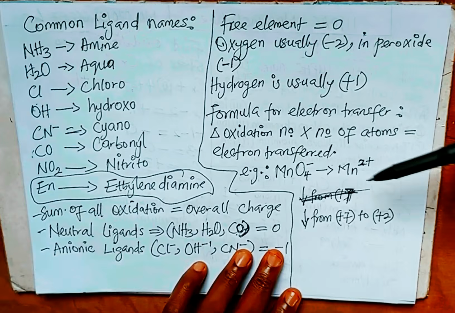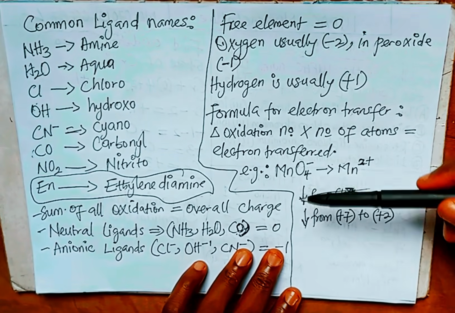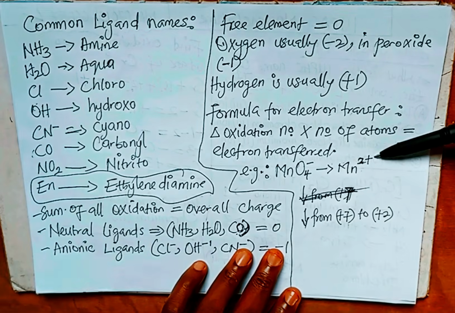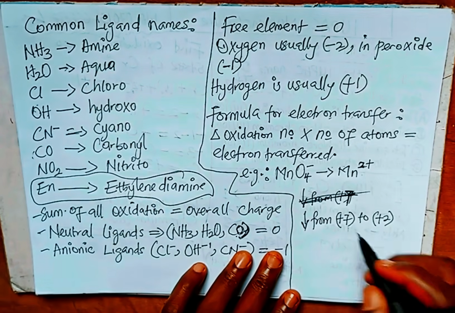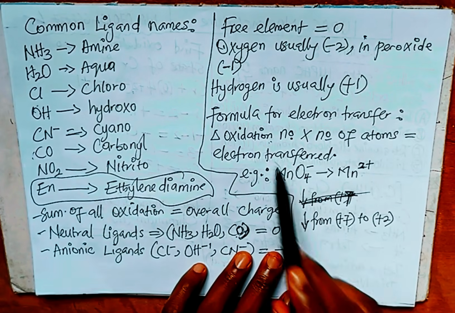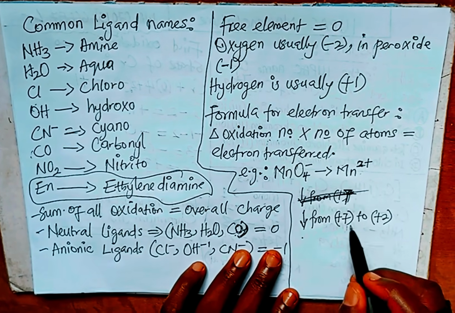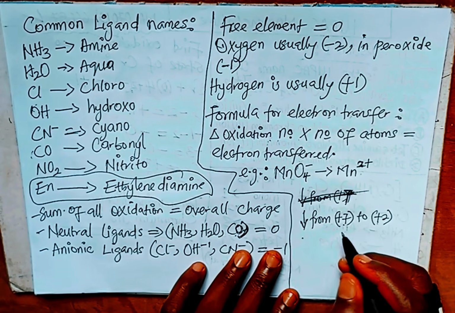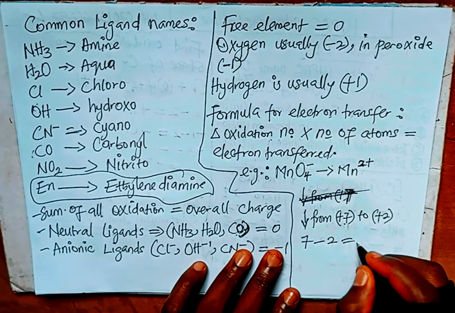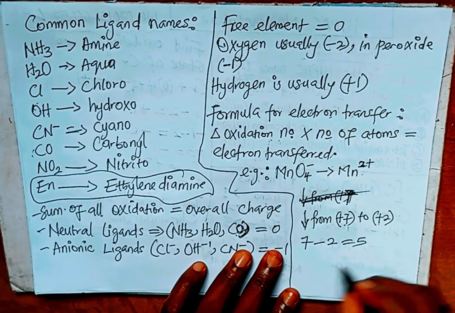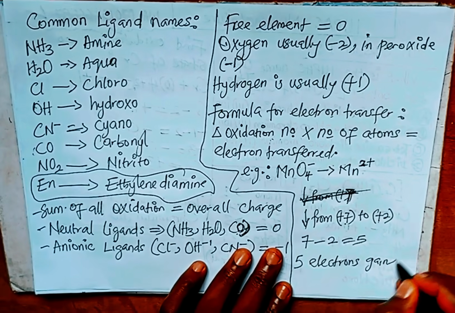And how many electrons were transferred? It reduced from +7 to +2. So the change in oxidation number is 5, times the number of atoms. Electron transfer is 5. 7 minus 2 equals 5. So it is 5 electrons gained.